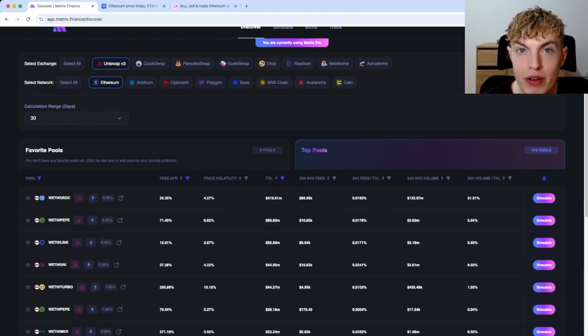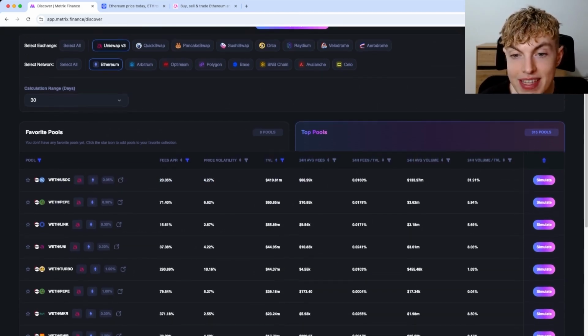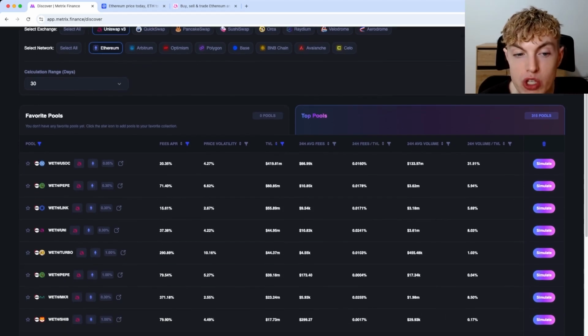And now we're down to 315 pools since there's a lot of pools that include Ethereum. And since we're sorting by TVL right here, we'll see pools with the highest TVL first, and typically these will have the most consistent returns, which is what I'm looking for.